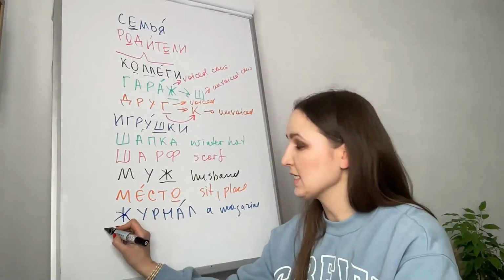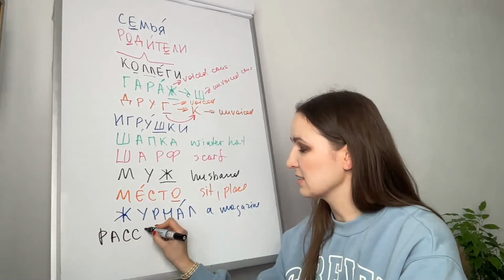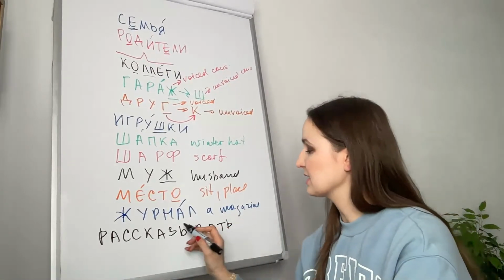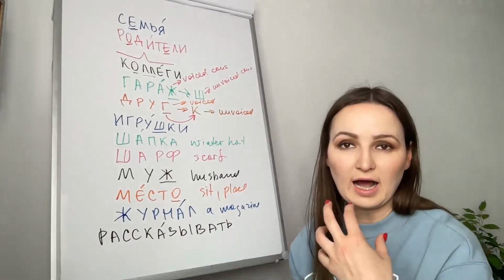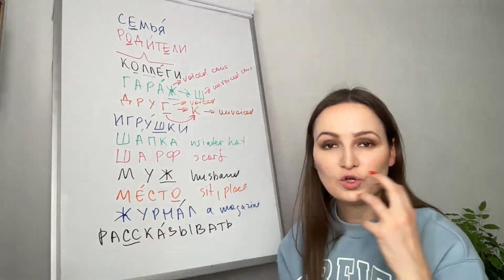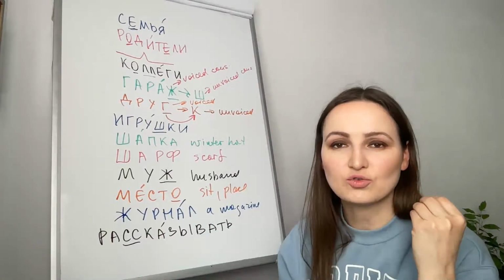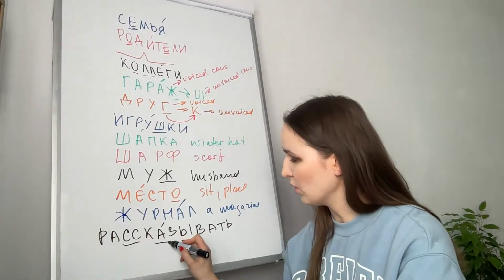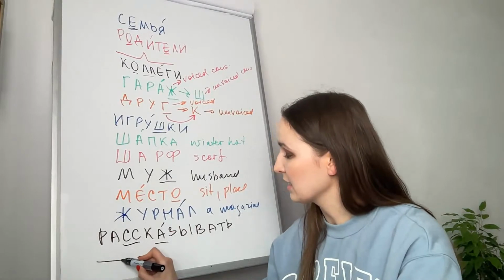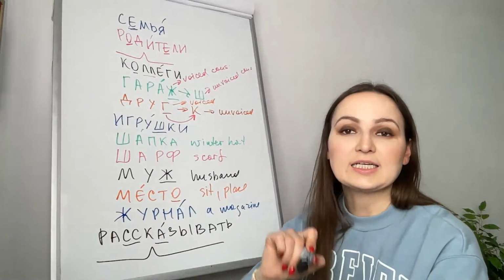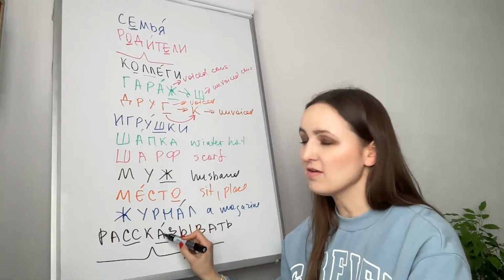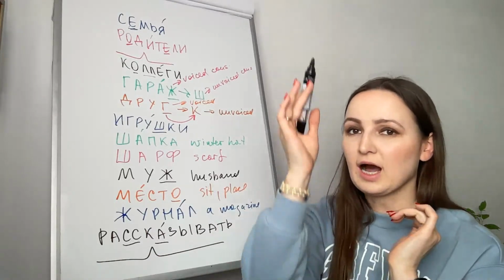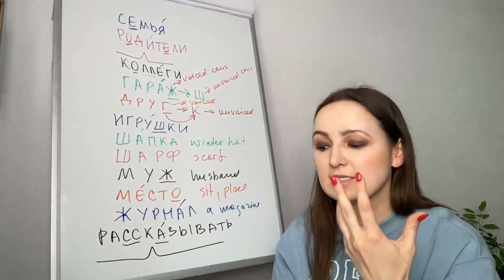Рассказывать. So here you have to pronounce the S letter a little bit longer. Рассказывать. And of course, A is stressed, so it will be like рассказывать. Emphasize it, pronounce it a little bit longer. Скажите, say, рассказывать.